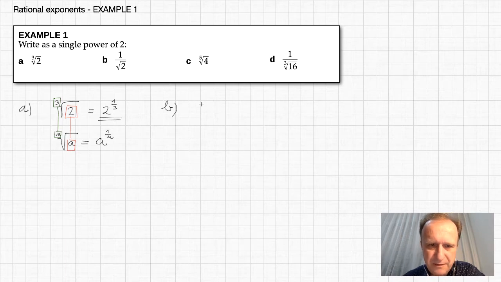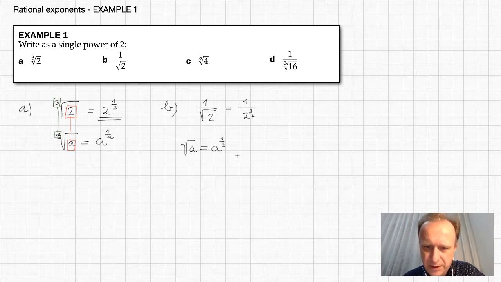In part B we have 1 over square root of 2. Now again, you already know that the square root of a is just a to the power of 1/2, because the square root is the second root actually. So therefore this can be replaced by 1 over, and the square root here in the denominator is just 2 to the power of 1/2. Okay, now using another formula about powers, which says that a to the power of negative n is 1 over a to the power of n.